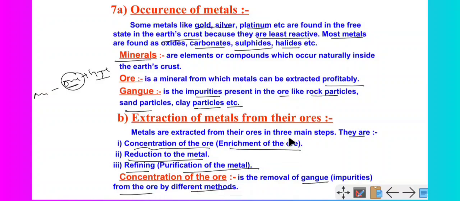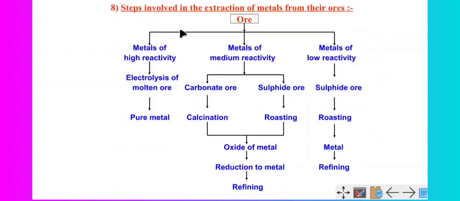In this first step, concentration of ore, you will first select the minerals. In a mineral you have two parts, one is ore, another is gangue. You remove the gangue particles from the mineral, and that process is called concentration of the ore. It is the removal of gangue, that is impurities, from ore by different methods, such as washing and the floating process. Okay, so this is the step.